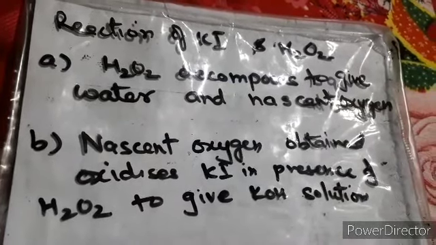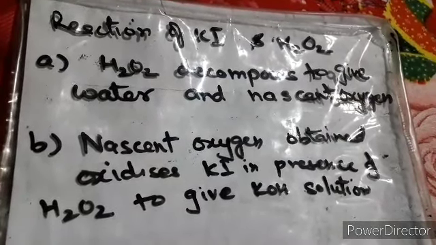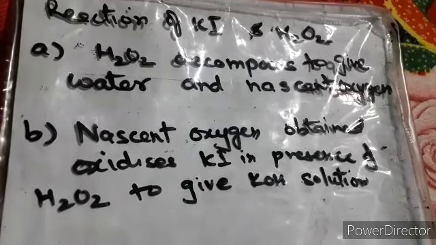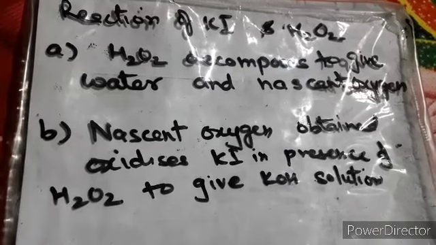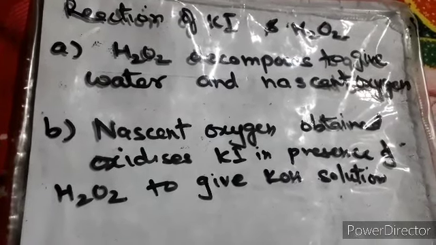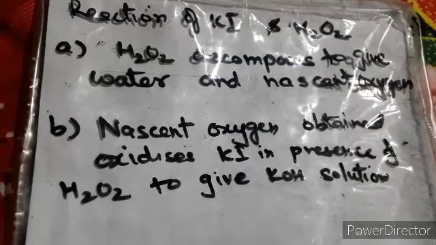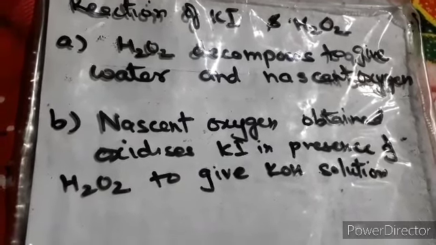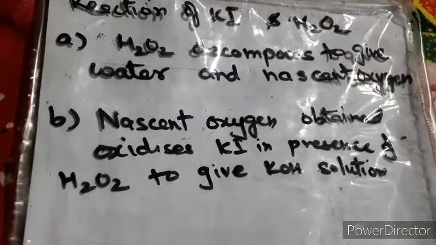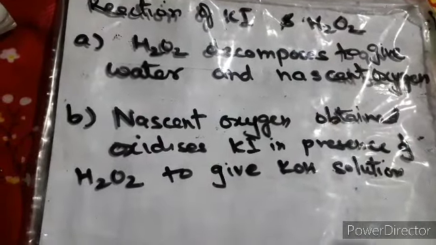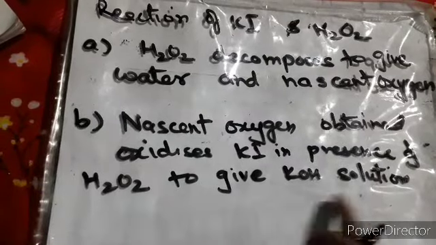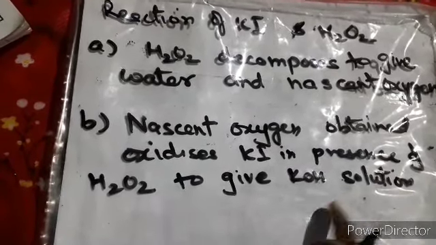Now this is the next question, the reaction of KI and H2O2. They have given you the steps of what will happen. In the first step, H2O2, hydrogen peroxide, is there, and KI, potassium iodide. The first step says that H2O2, hydrogen peroxide, will decompose to give water and nascent oxygen. The second step says this nascent oxygen obtained in the first step will oxidize the potassium iodide in the presence of water to give you KOH solution. KOH, potassium hydroxide.